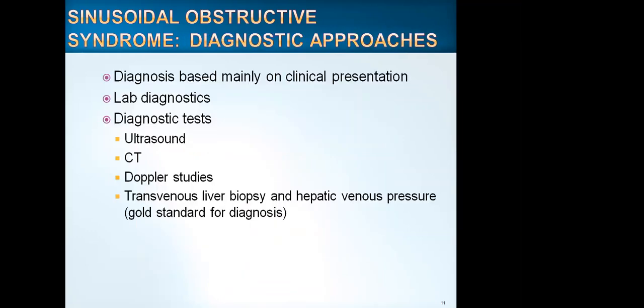For the diagnostic approach, diagnosis is mainly based on clinical presentation: as I said, weight gain, rising bilirubin, ascites, and increasing abdominal girth. During monitoring we find the physical presentation, and in labs we keep an eye on the bilirubin. Diagnostic tests include ultrasound if needed, CT, and liver Doppler studies. The gold standard is usually said to be biopsy, but in our patients' condition it is very difficult to do biopsies.